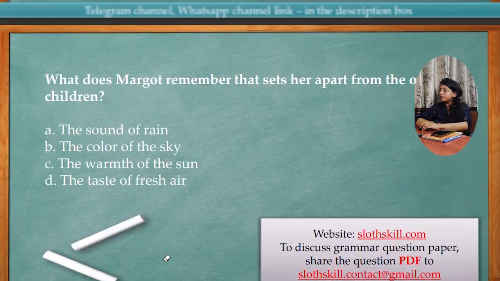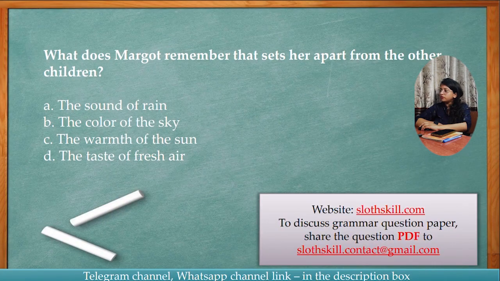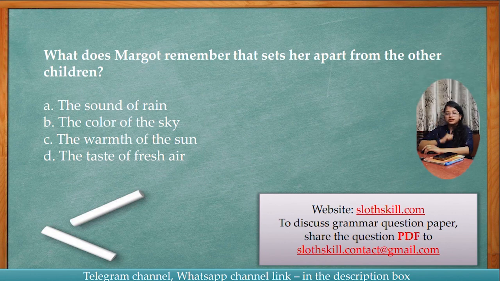What does Margaret remember that sets her apart from the other children? What is it that makes her different? The sound of rain, that is known to all. The color of the sky, known to all. The warmth of the sun, the taste of fresh air. The warmth of the sun. Okay, that is the most important.